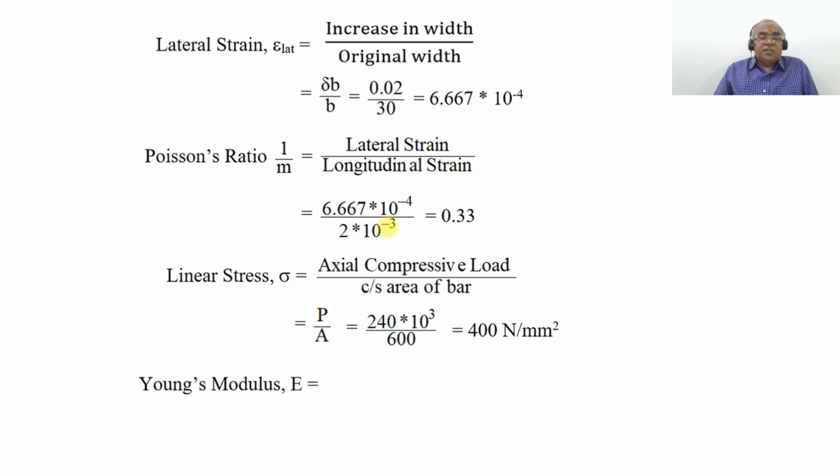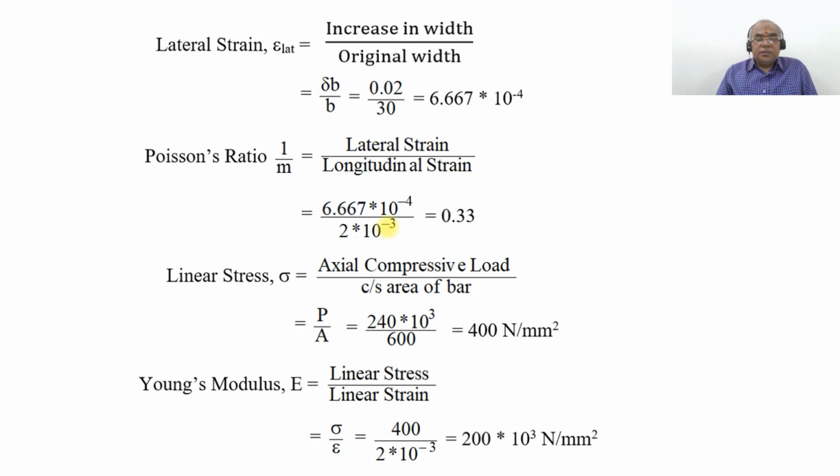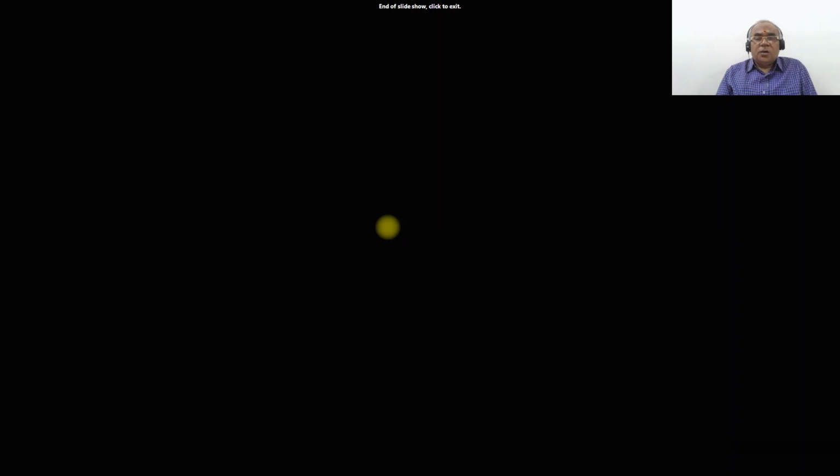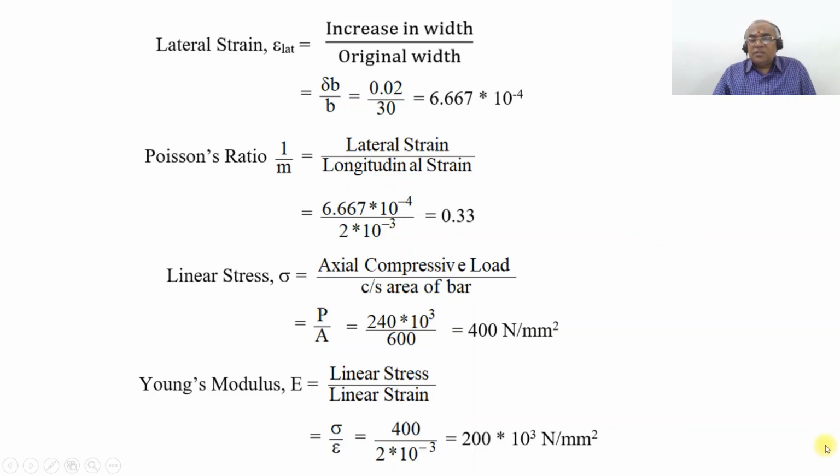So what is the Young's modulus? Stress by strain, or the linear stress by the linear strain, which is sigma by epsilon. You know sigma is 400, and epsilon is 2 into 10 to the power of minus 3. Then you get 200 into 10 to the power of 3 Newton per mm square. So this is how you will be able to solve this problem.